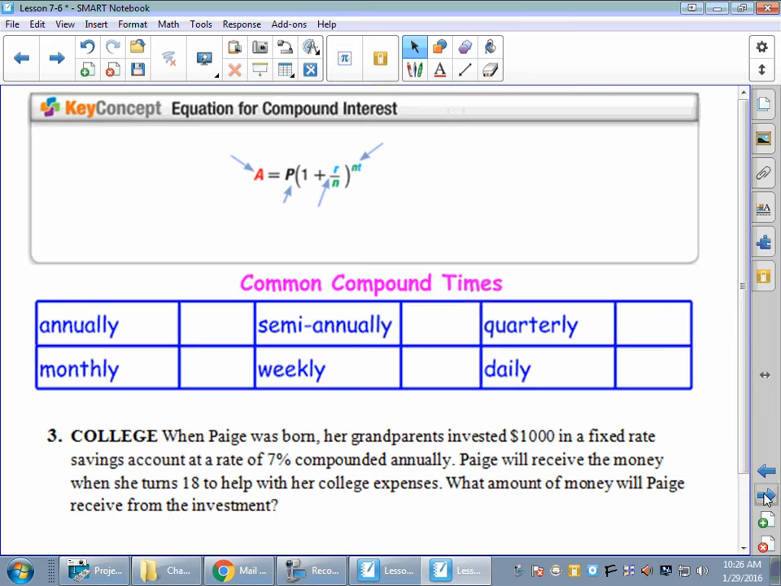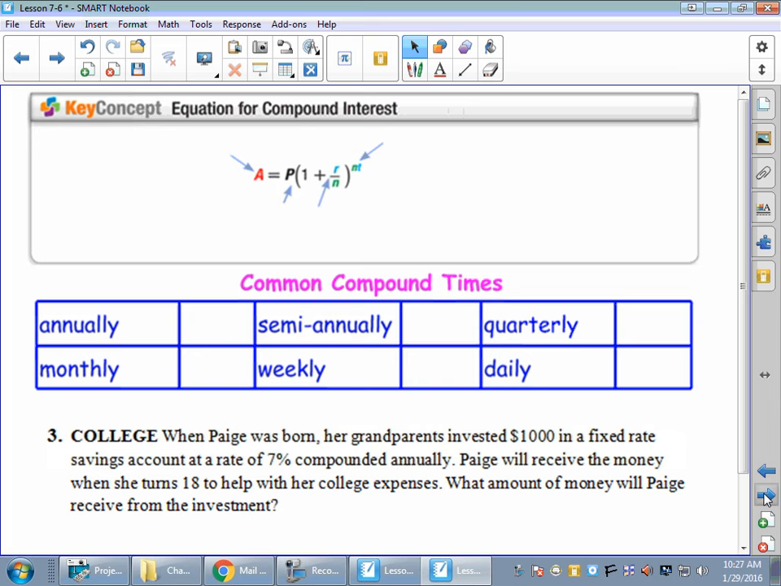Our last formula is compound interest. So compound interest, you guys may be affected by this and not even realize it. When you put money into a bank, it's sometimes compounded monthly or quarterly. Savings accounts are often compounded quarterly. So every quarter you get 1.2% or something like that.